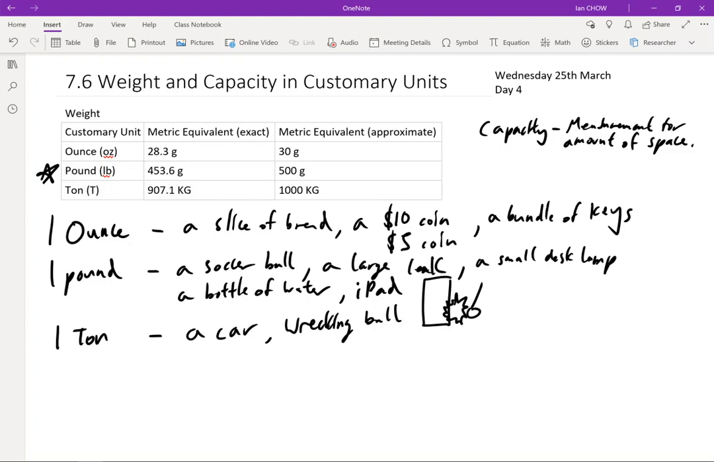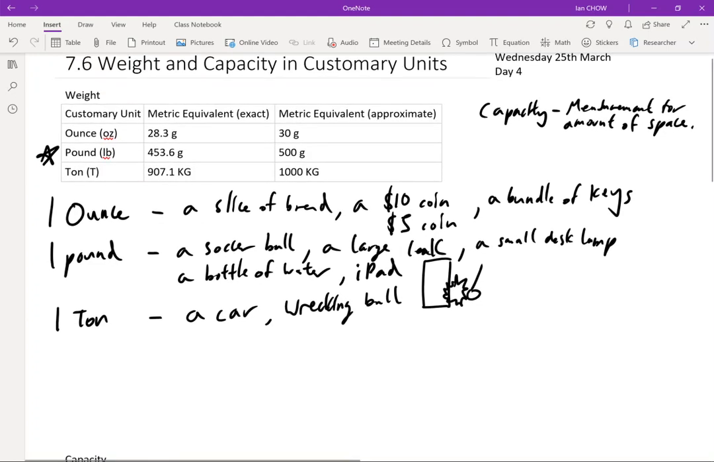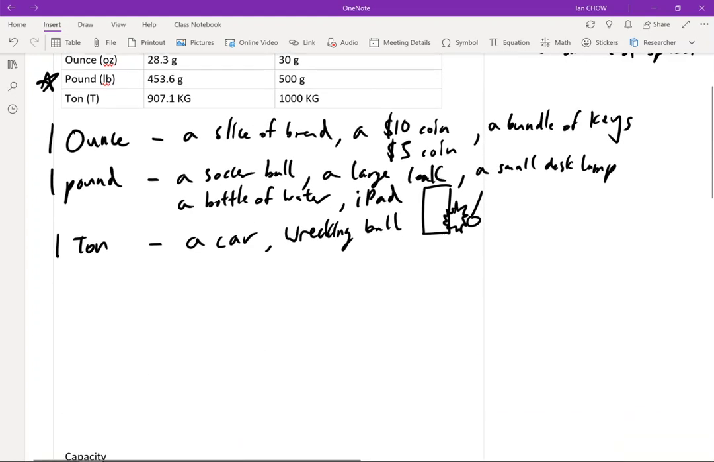And so we need to understand what items should use different types of weights. Now, before I go into capacity, let's go into some examples. Let's say we want to choose an appropriate measuring unit for the following items.